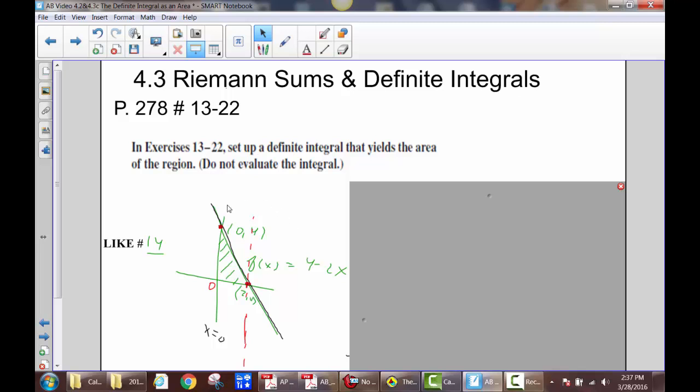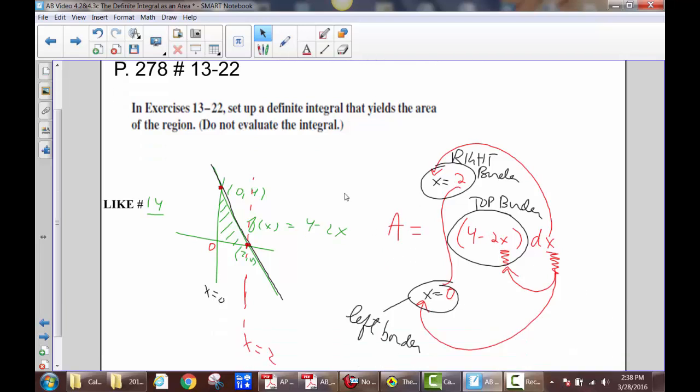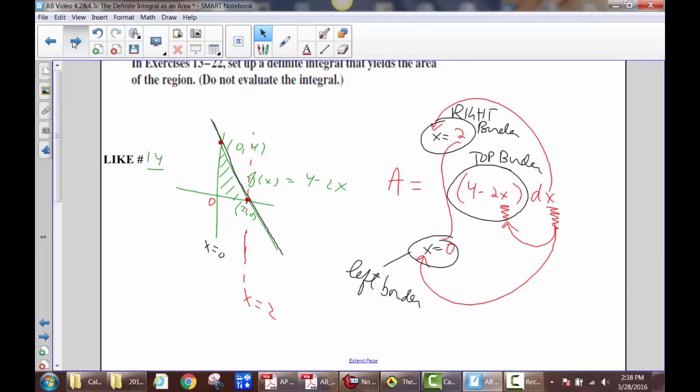The left border, as you can see, is the y-axis, which is the vertical line x equals 0. The right border, the furthest to the right the shaded region goes, is at x equals 2. And the top, of course, is the function they gave you, which is 4 minus 2x. Hence, the area is exactly equal to the integral from 0 to 2 of 4 minus 2x dx. Very, very simple to do.